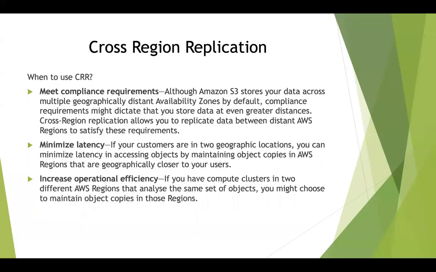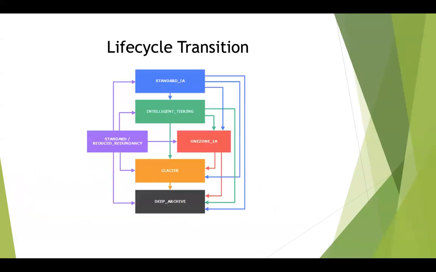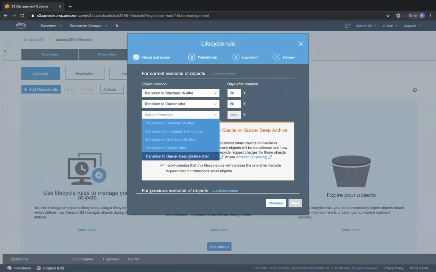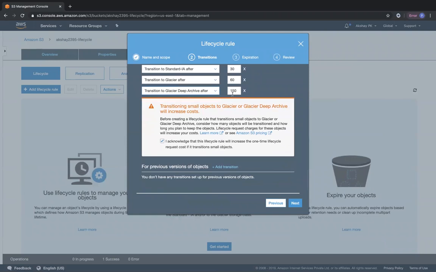We'll go back to the PPT, back to the diagram, and you can see that we'll correlate it. So we have done it from standard to standard IA. From standard IA, we have put it to Glacier. From Glacier, we can only move it to Glacier Deep Archive. Okay. So we are going to move it to Glacier Deep Archive after 150 days.